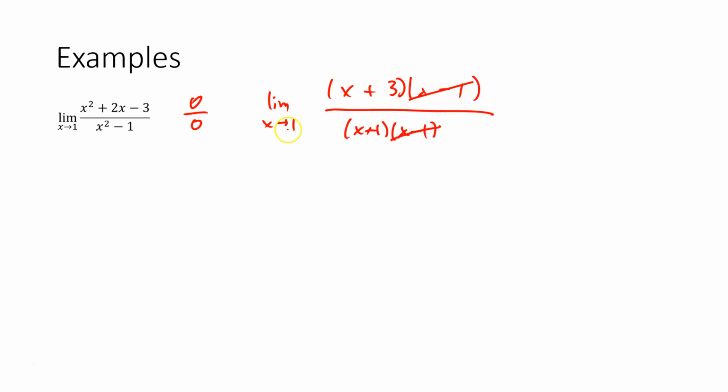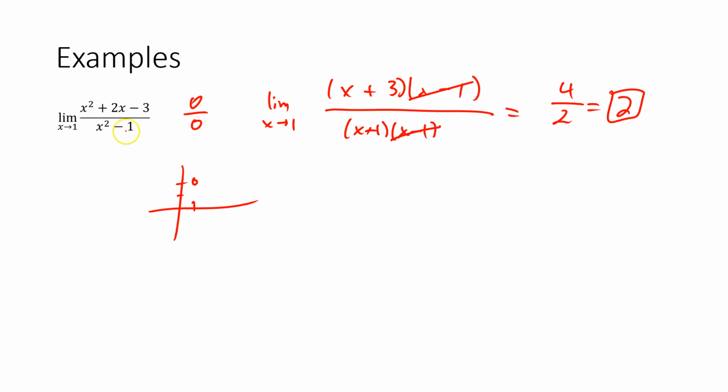Nice. So now when I plug in 1, I won't get that 0 over 0. So when I plug in 1 now, I'll get 4 on the top, 2 on the bottom. Looks like that is 2. So this would be a hole. If you were to graph this, you would have a hole at 1, 2. Maybe a hole like that.